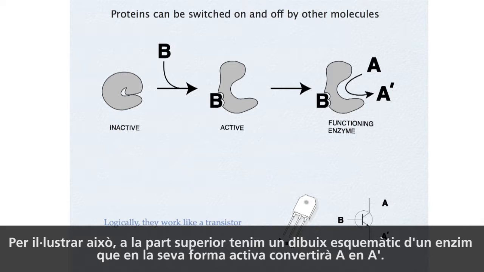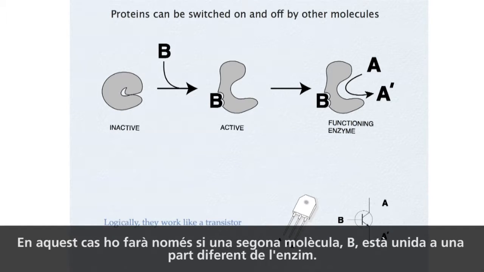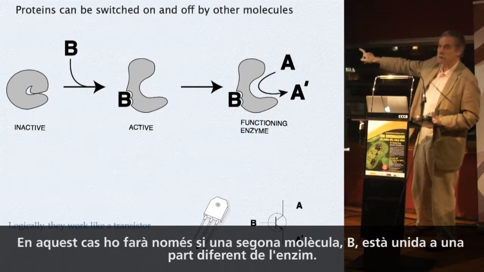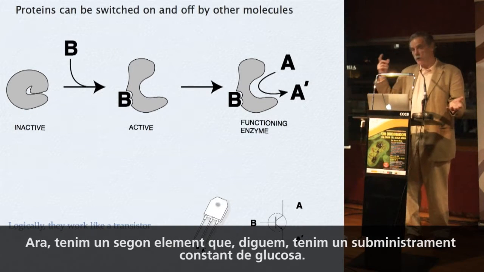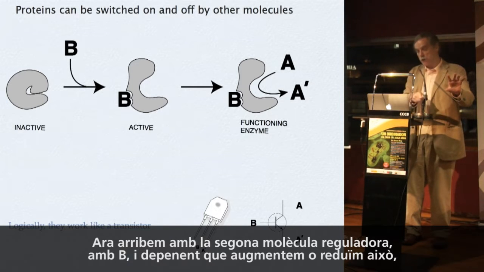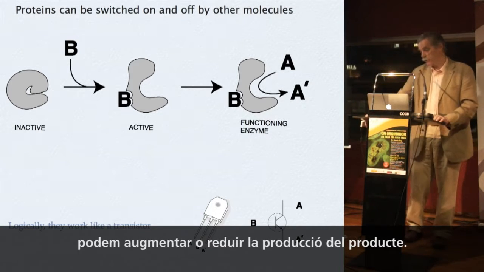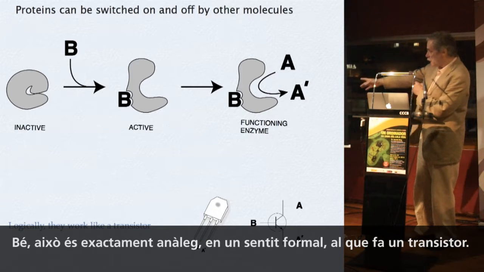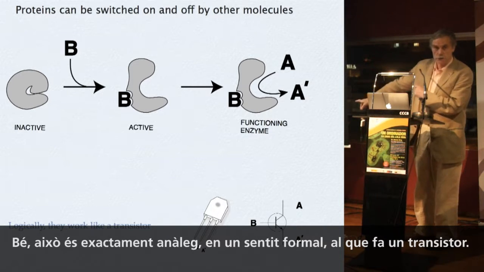Just to illustrate that, at the top we have just a diagrammatic picture of an enzyme, which in its active form will convert A to A prime. In this case, it will only do it if a second molecule, B, is bound to a different part of the enzyme. Now we've got a second element, say a constant supply of glucose. Now you come in with the second regulatory molecule, B, and depending on whether you raise or lower this, you can raise and lower the production of the product. Now, this is exactly analogous in a formal sense to what a transistor does.